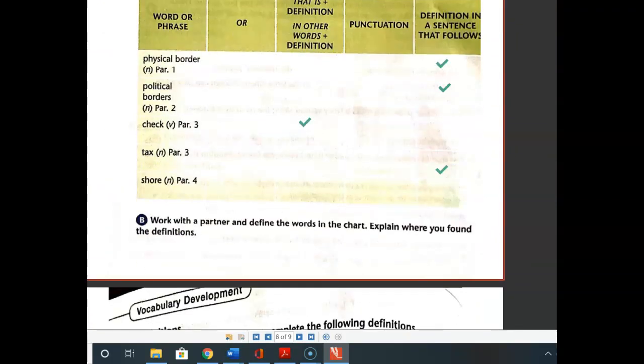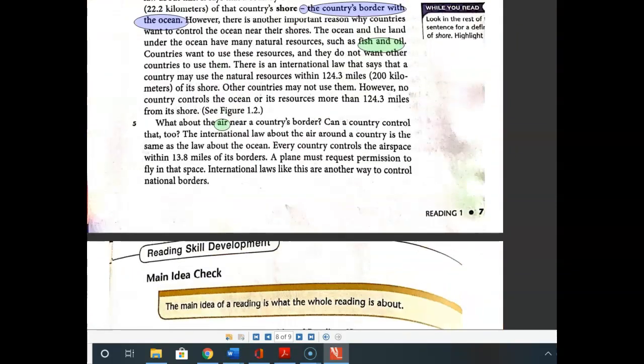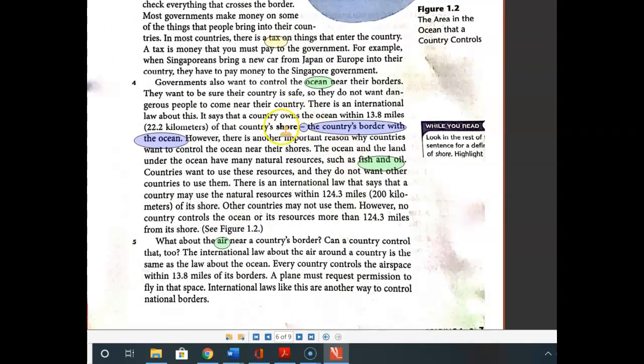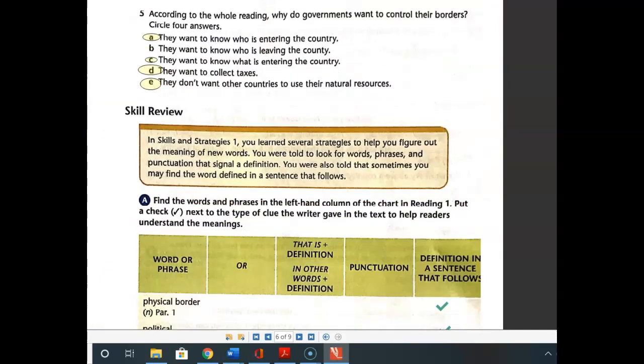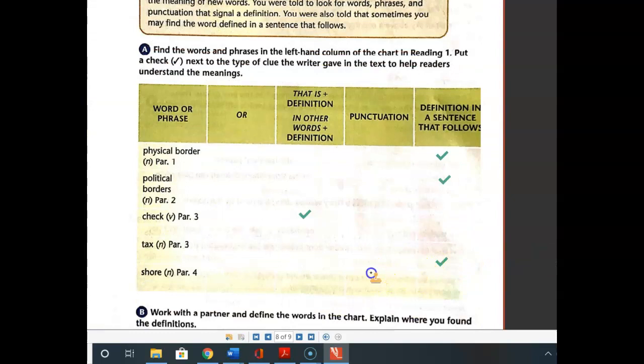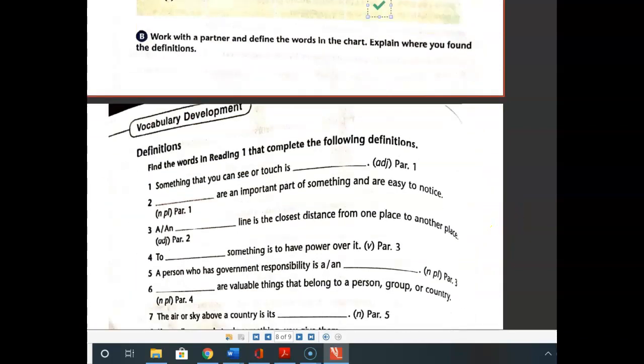All right, finally, shore, paragraph 4. Here we have the word shore, a dash, and then the country's border with the ocean. Remember, we said a dash was punctuation. Punctuation can be or a dash depending on the situation. Now this chart is completed.